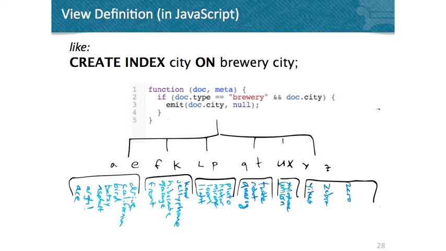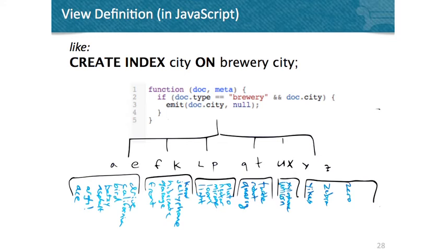In JavaScript, what it's saying is, if the doc.type, which is user data, not some Couchbase thing, just something the user put there, is equal to brewery, and the document has a city field in the first place, well, let's index it by the city. So that's what the call to emit is.